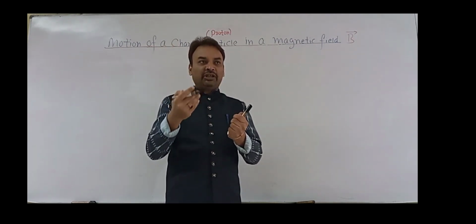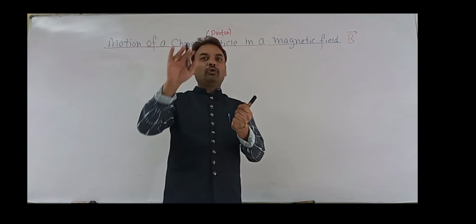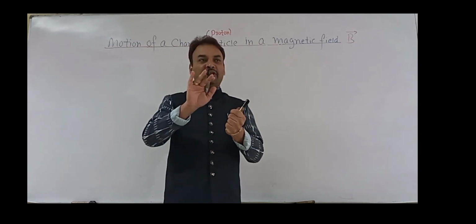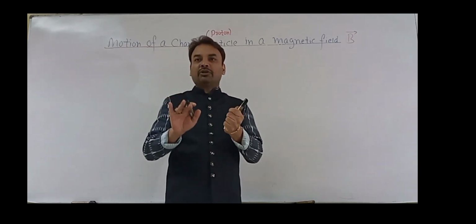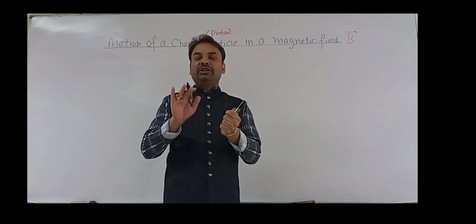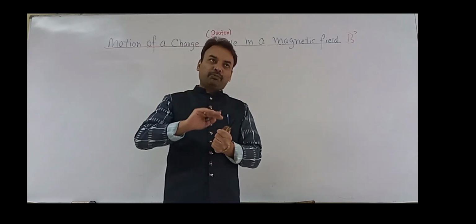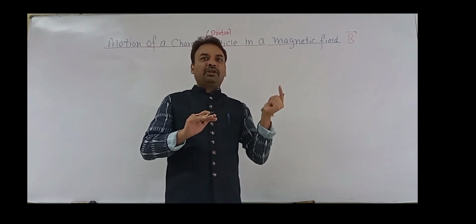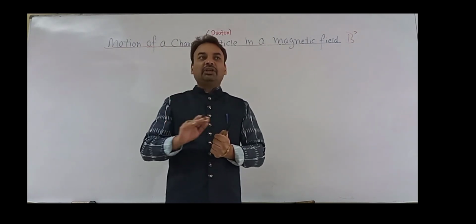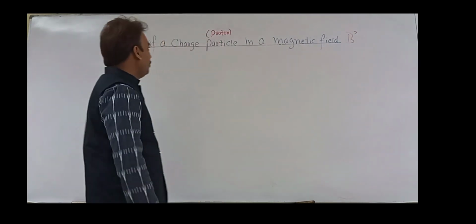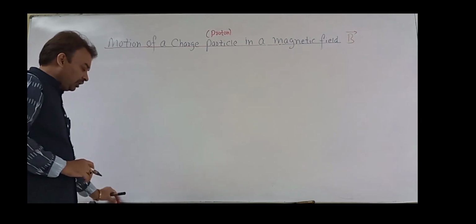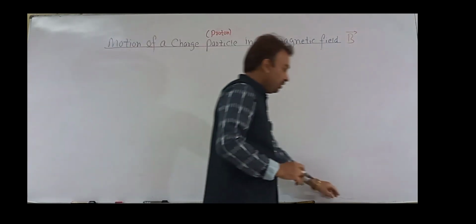But if we use the electron, then very soon it will go out of the radius, right? So the radius cannot be controlled easily in the case of the negative charged particle. But if we use the proton, a positive charged particle, then it is easy to control the radius. Okay. So now what happens when a charged particle like a proton enters a magnetic field?